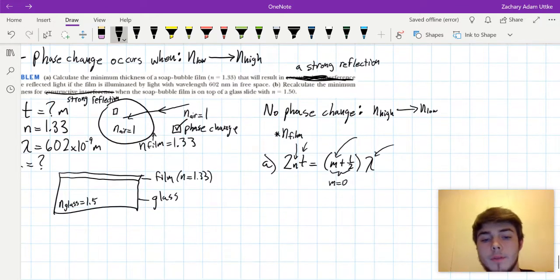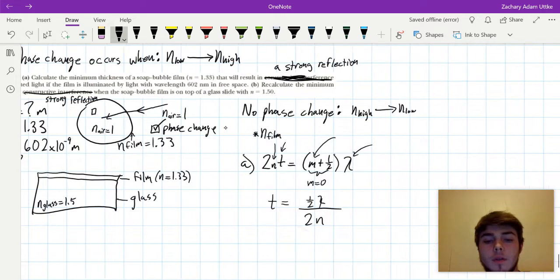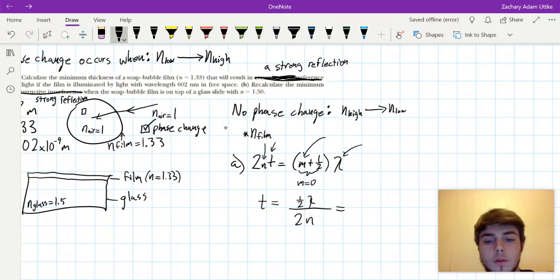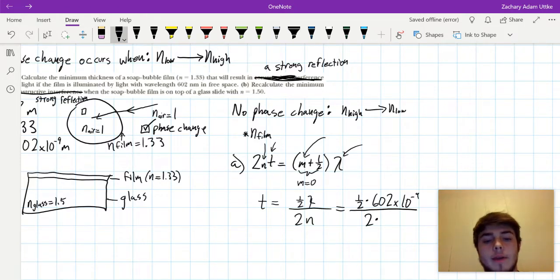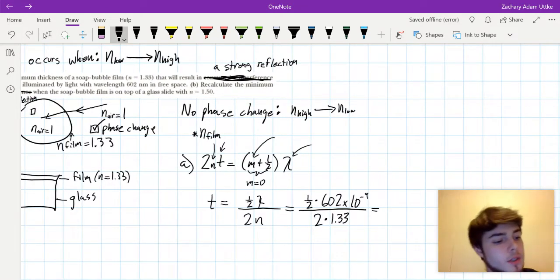Okay, so let's solve for T. Thickness equals 1 half lambda divided by 2N. So 1 half times 602 times 10 to the negative 9th divided by 2 times the N for the film, 1.33. So let's see what this gives us. 602 times 10 to the negative 9th times 0.5 divided by 2 times 1.33.